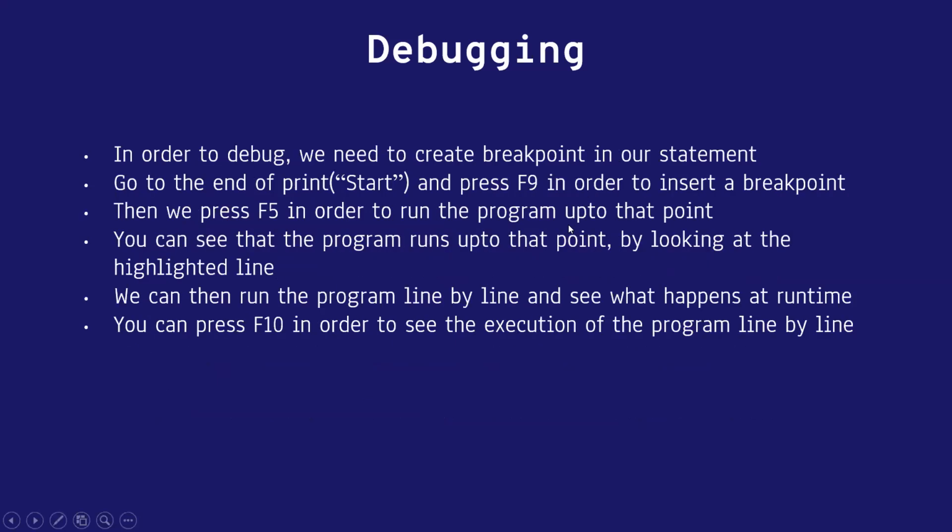In order to debug, we need to create a breakpoint in our statement. Go to the end of the print, that is start, and press F9 in order to insert a breakpoint. Then we press F5 in order to run the program up to that point. You can see that the program runs up to that point by looking at the highlighted line, and I'll show you that.